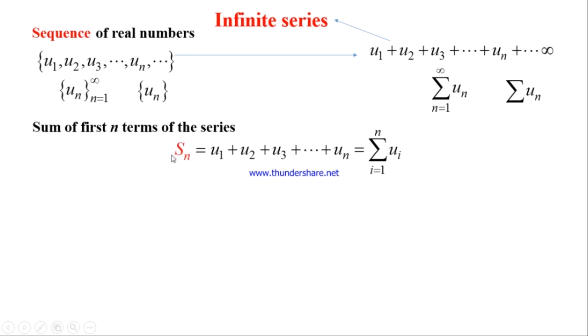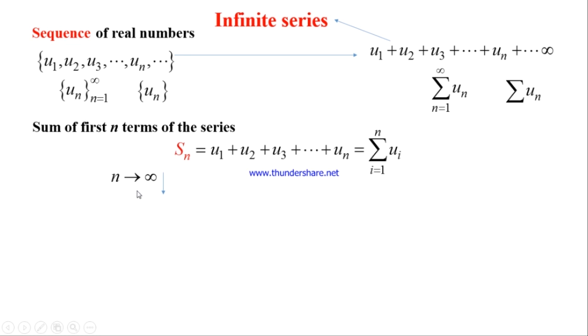Okay, this Sn represents what? Sn represents sum of first n terms of this infinite series. Now, as n tends to infinity, what happens to Sn? That is, as n tends to infinity means I'm just including all the terms of the infinite series. In a way, we are saying that we are finding the sum, we are finding the value of infinite series.